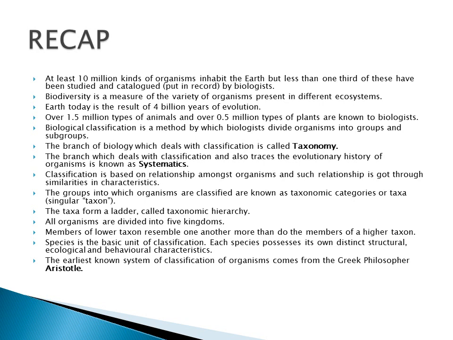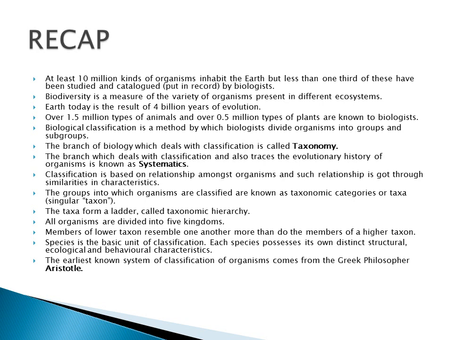And biological classification is a method by which biologists divide organisms into groups and subgroups. The branch which deals with classification is known as taxonomy, and the branch which deals with classification and also traces the evolutionary history of organisms is known as systematics. Classification is based on the relationship between organisms, and that relationship is found through the similarities in their characteristics. The groups into which organisms are classified are known as taxonomic categories or taxa. Taxa form a ladder which is known as taxonomic hierarchy, and all organisms are divided into 5 kingdoms.